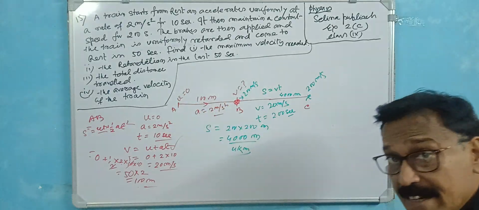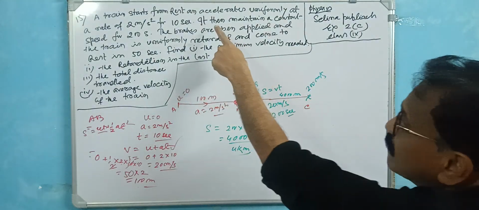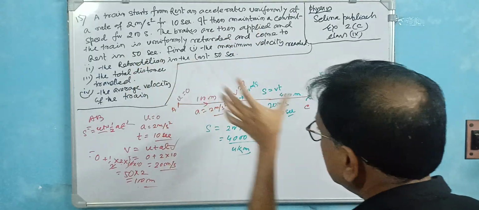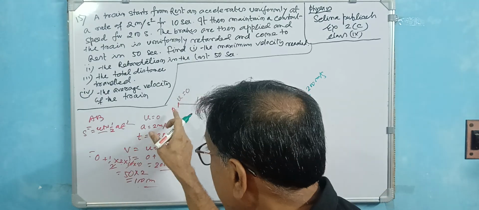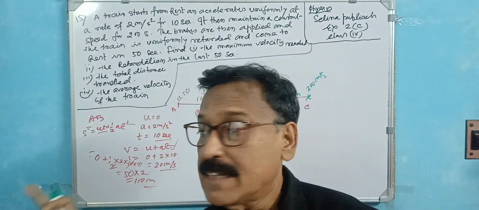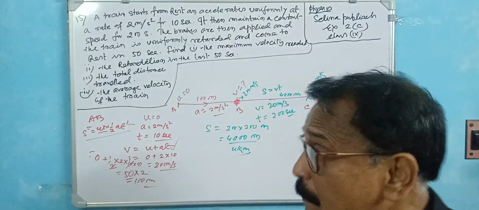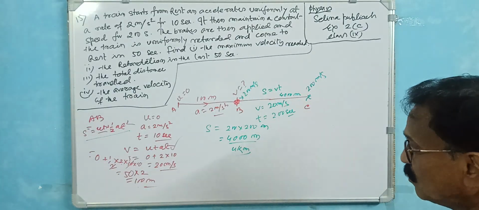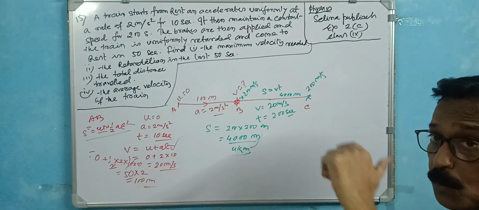Here is the acceleration, increasing the speed. But here is a constant speed. You just see, it maintains a constant speed from B to C, the same speed. But from A to B the speed is increased, that means there is an acceleration. So here the formula is this, and here the formula is S is equal to Vt. The speed is not increased or decreased.